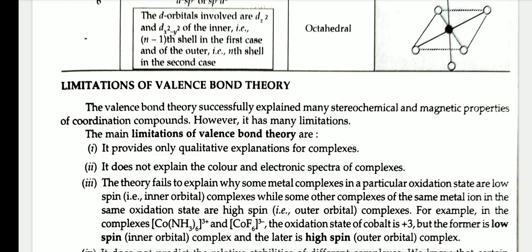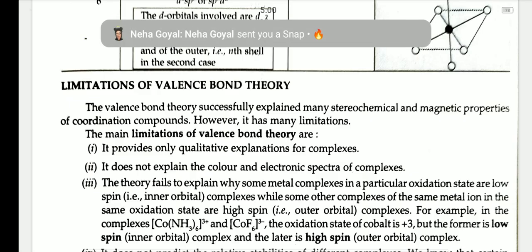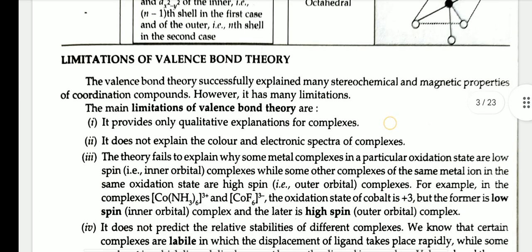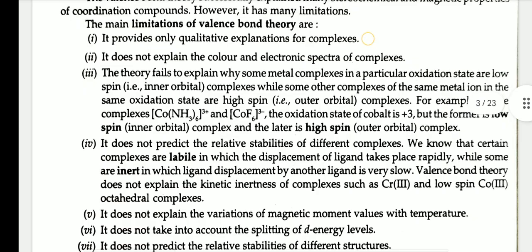The theory fails to explain why some metal complexes in a particular oxidation state are low spin, that is inner orbital complexes, while some other complexes of the same metal ion in the same oxidation state are high spin complexes. For example, in the complexes [Co(NH3)6]3+ and [CoF6]3-, the oxidation state of cobalt is +3, but the former is a low spin complex and the latter is a high spin complex. It does not predict the relative stabilities of different complexes.